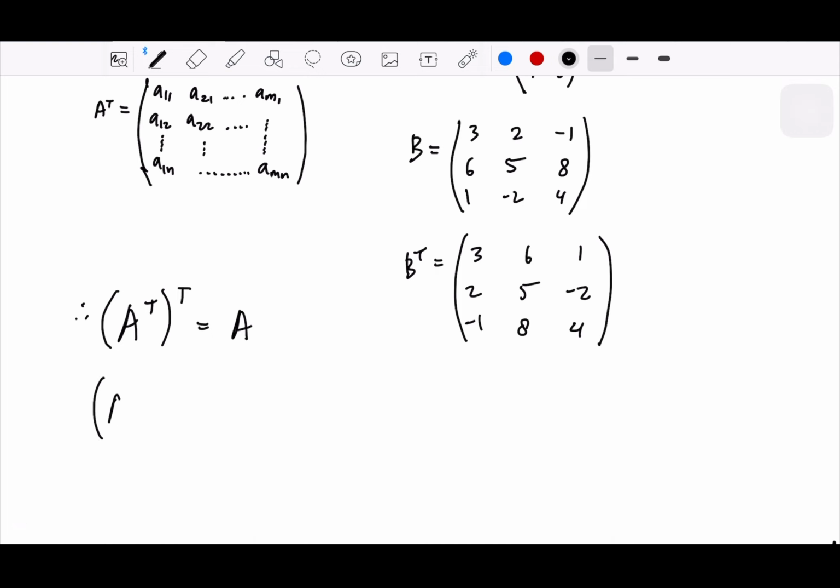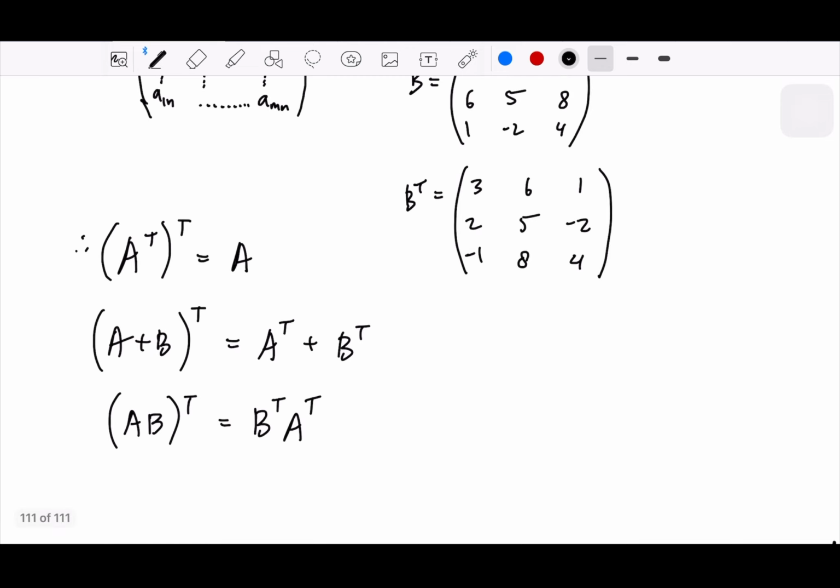And we could also take the addition or subtraction and transpose. Okay. And we could take the transpose of each of the matrices. If we take the multiplication and then transpose, we can rewrite it as B transpose A transpose. Okay. If we multiply with the scalar K, this is what the final product is.